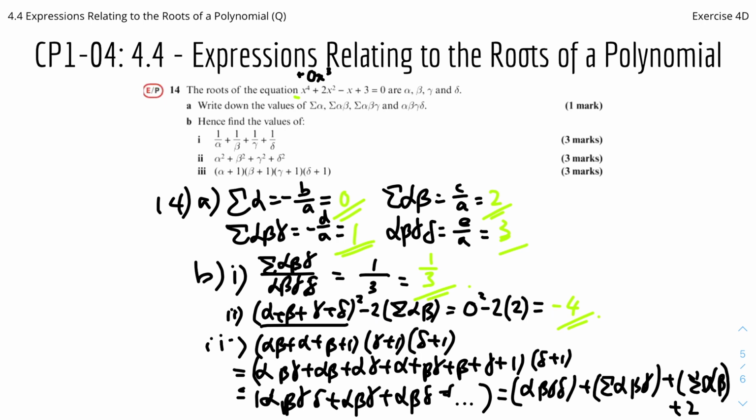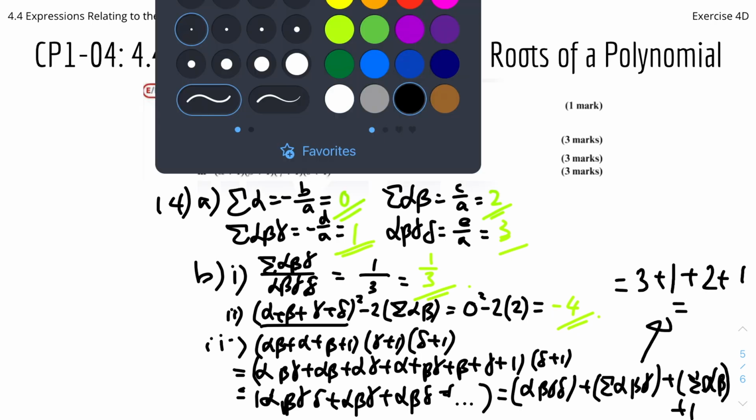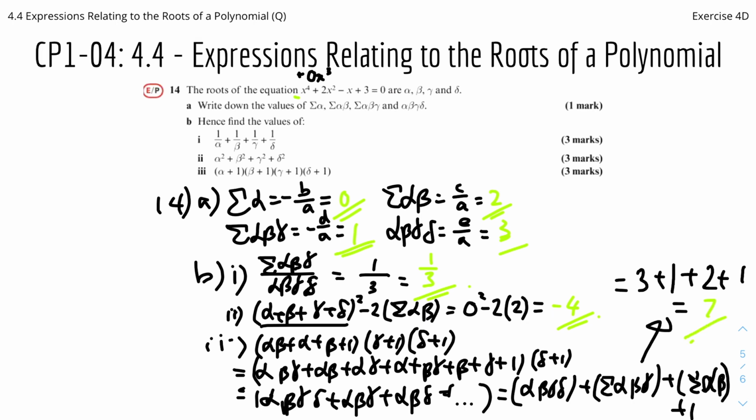So therefore, alpha beta gamma delta is equal to 3, so it'll be 3, plus the sum of the triples is equal to 1, so plus 1, plus the sum of product pairs is equal to 2, and plus, sorry, this should be plus 1, not plus 2, plus 1, and plus 1. So it'll be 3 plus 1, 4, 4 plus 2, 6, 6 plus 1, which is equal to 7. And that is the final answer.